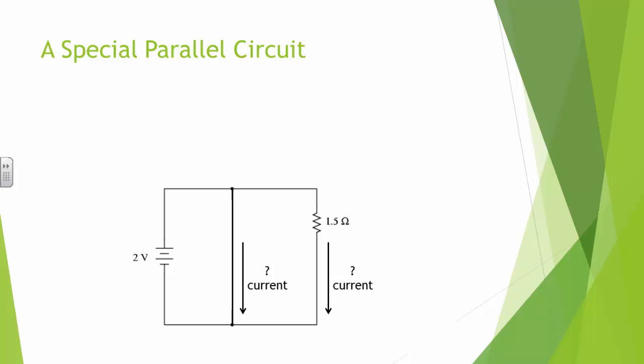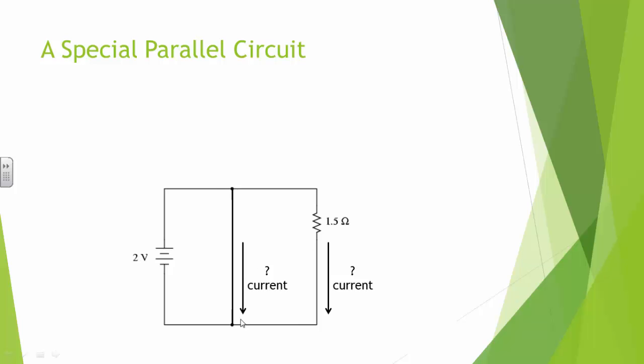Now there's a special parallel circuit that we should discuss briefly because students sometimes make the mistake of creating this parallel circuit in the lab and bad things occur. So have a look at this circuit. This is a very special parallel circuit. What is the current through the 1.5 ohm resistor? We just calculated it's 1.33 amps.